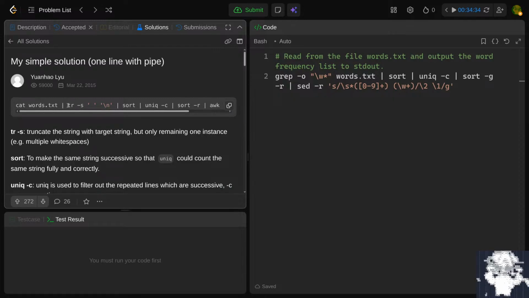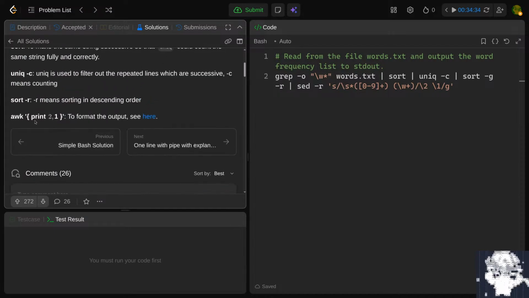I don't know what tr does. Truncate the string with target string, but only remaining one instance. Okay, so it replaces the spaces with new lines. And then the rest is similar to ours, except for awk. Okay, cool.